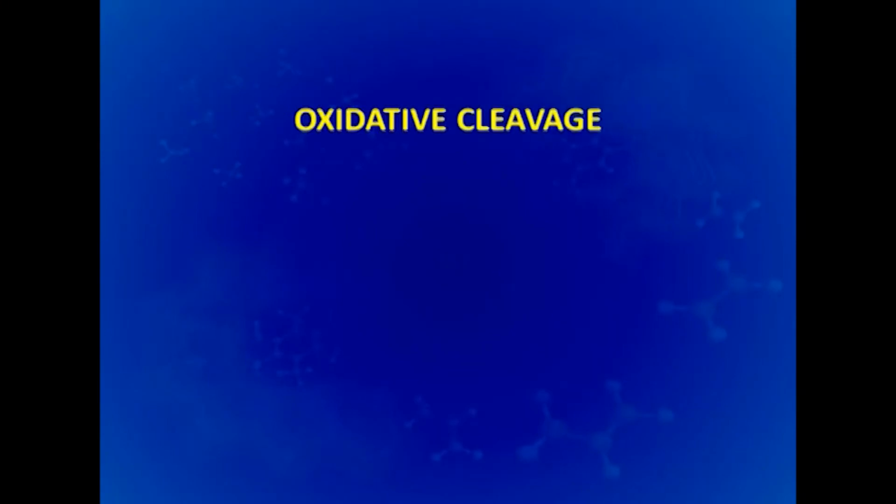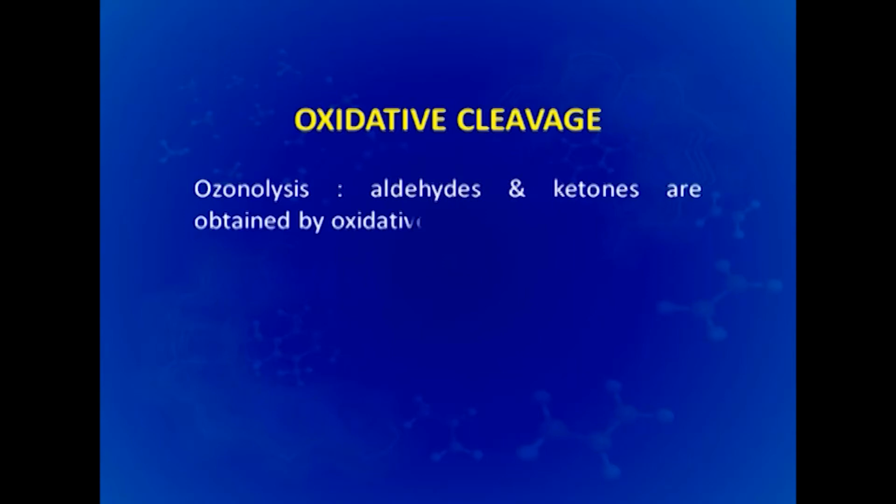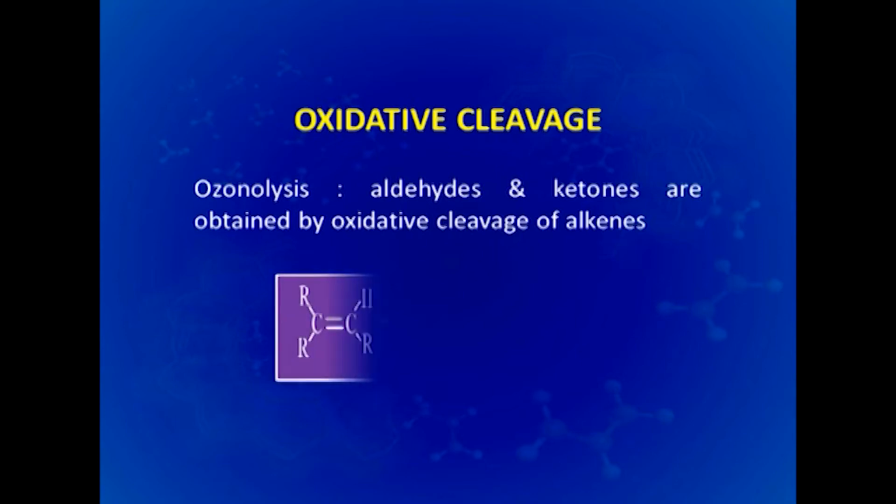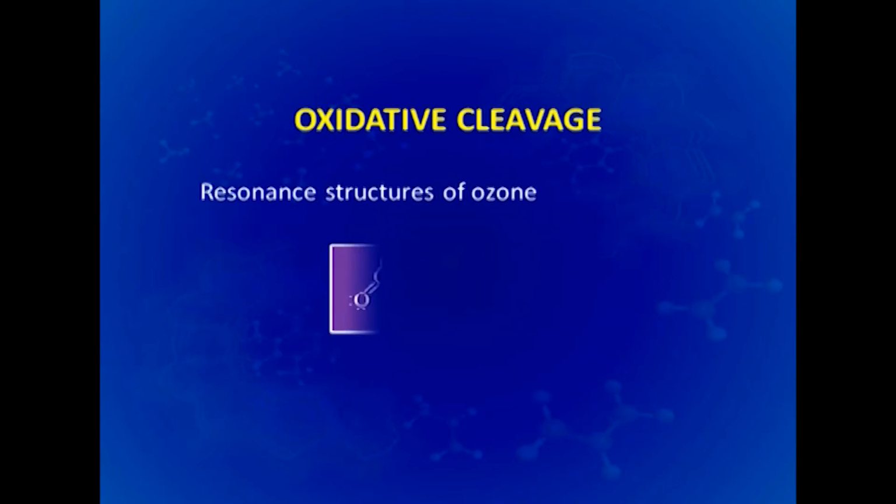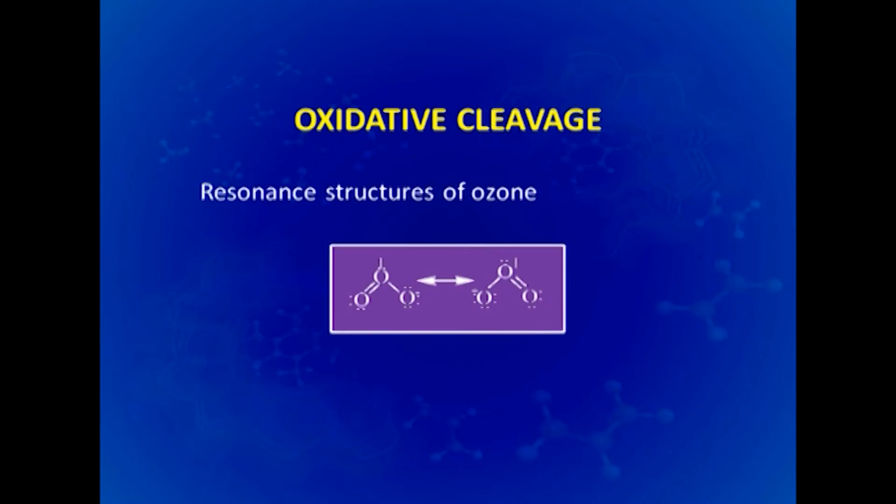And the next method to synthesize carbonyl compounds is oxidative cleavage. So, this is the method of oxidative cleavage, that is ozonolysis, the addition of ozone. Aldehydes and ketones are obtained by oxidative cleavage of alkenes using ozone. These are the two resonance structures of ozone.